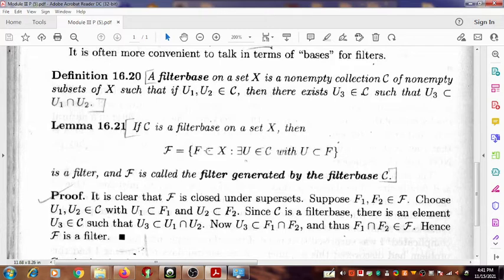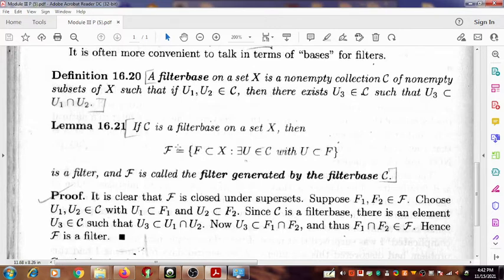Whenever F is a subset of X, and there exists a U in C, a member of the collection C, such that U is a subset of F, then that F can be taken in script F.